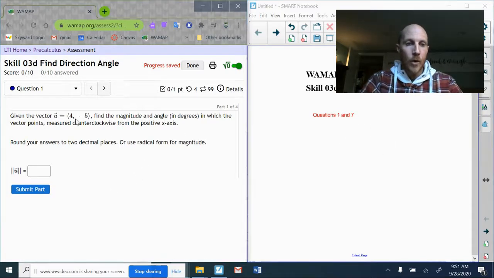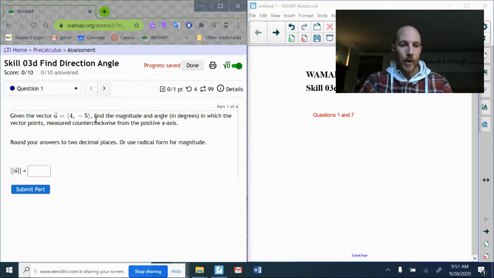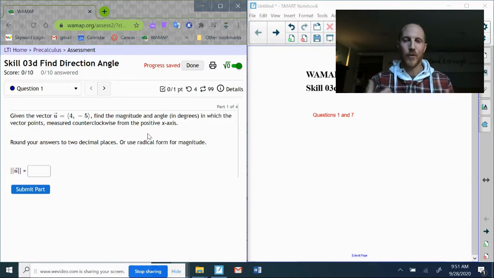Over here, question number 1 starts off by giving me a vector u, component form 4, -5. Our job by the end of the problem is to find the magnitude and the direction angle measured in degrees at which the vector points, measured counterclockwise from the positive x-axis. It doesn't actually say the word direction angle, it says angle, and then it gives you the definition: starting from the positive side of the x-axis, rotating counterclockwise. Round your answers to 2 decimal places or use radical form.